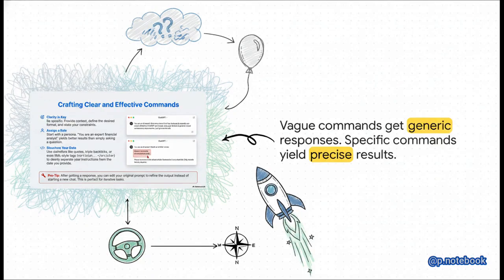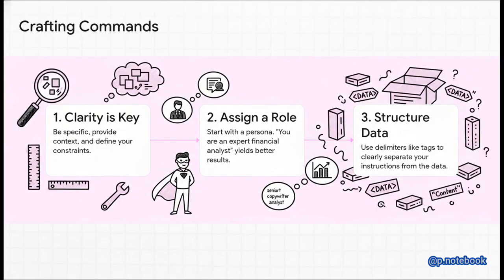And this right here says it all. I mean, just look at the difference. A vague, mushy command gets you a generic, pretty useless response. It's noise. But on the other side, a specific, well-structured command gets you a precise, actionable result. That is the difference we're talking about. So how do you get that kind of clarity? It really boils down to 3 simple rules.